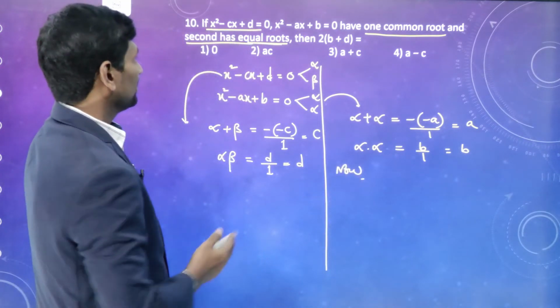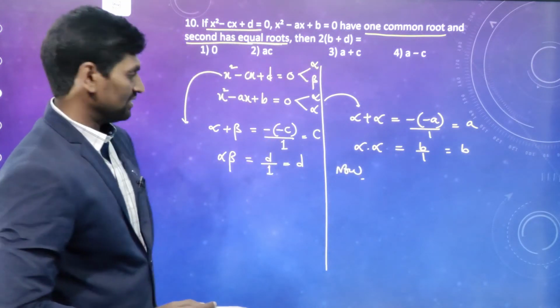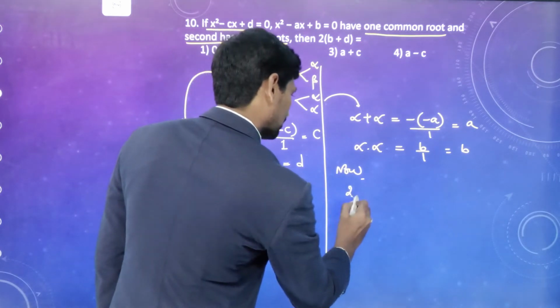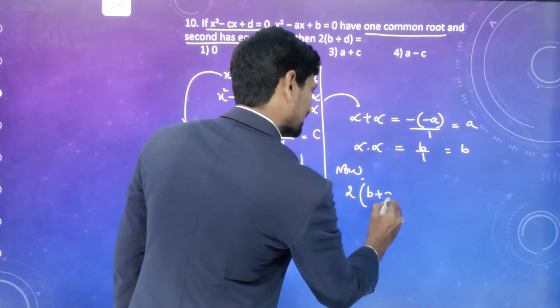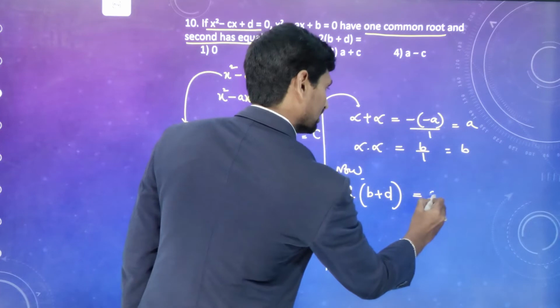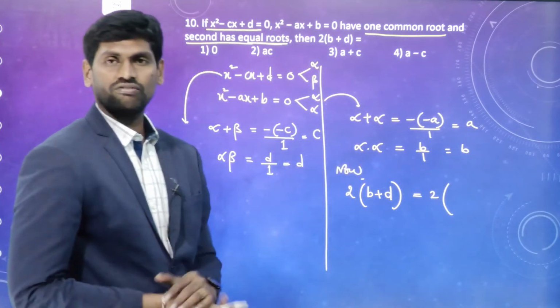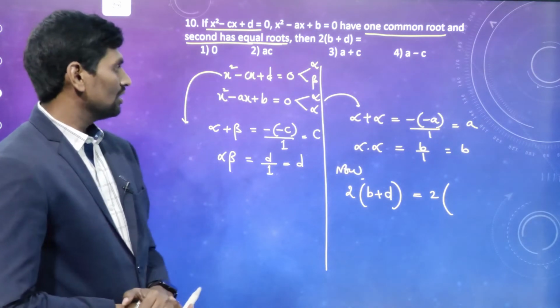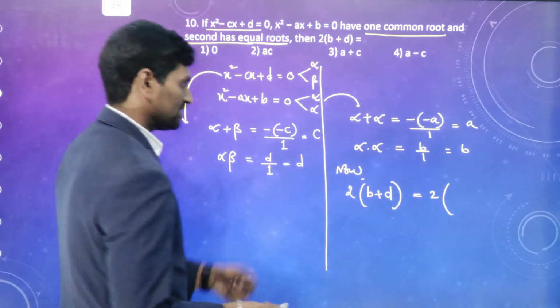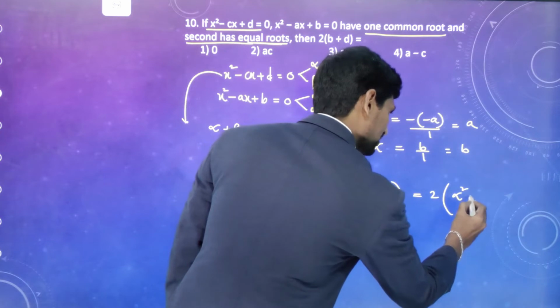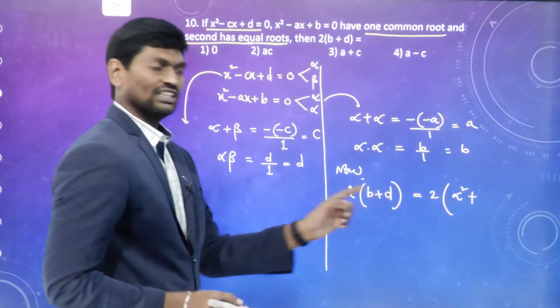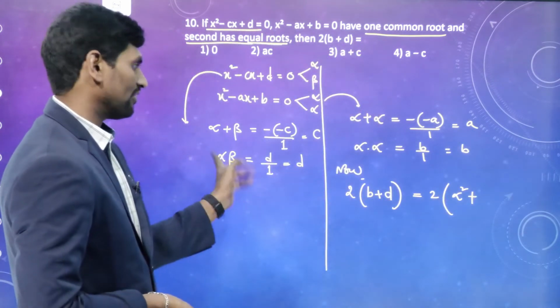let us find 2 times b plus d. 2 times b plus d, that is equal to, b value means alpha into alpha, alpha square, plus d. In the place of d, what is given? Alpha into beta.